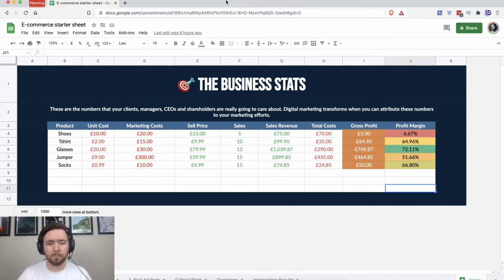Now, the next column is currently dynamically populating, and this column is indicative of how much we have spent on our paid ads. So this is automatically pulling in from the third slide that you'll see in a moment. The next column is sell price. So if your unit price is £10, how much are you selling it for? So in this case, our shoes are going to sell for £15.